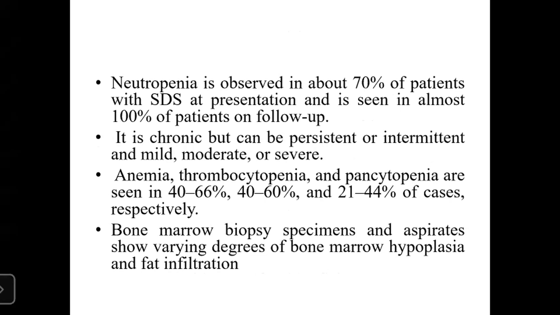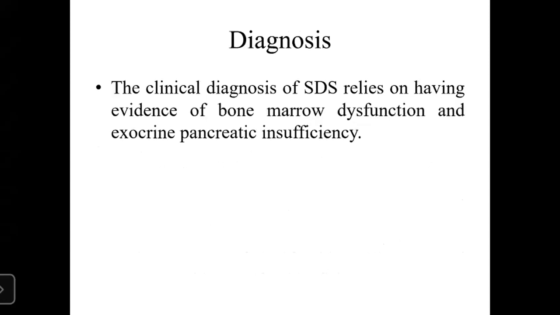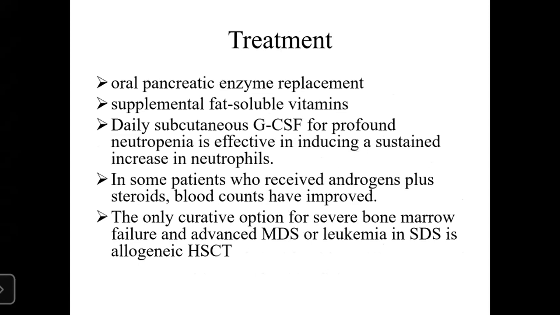There might be severe neutropenia, seen in 70% of the cases. Anemia, thrombocytopenia, and pancytopenia are seen in 40 to 66% of the cases. Bone marrow biopsy specimen and aspirates may show bone marrow hypoplasia and fat infiltration. Diagnosis relies on having bone marrow dysfunction and exocrine pancreatic insufficiency. Treatment is oral pancreatic enzyme replacement and supplementing fat soluble vitamins.